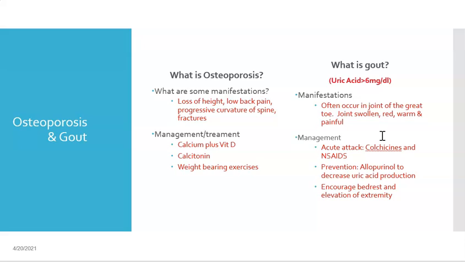Gout. That is a buildup of uric acid. This is going to be affecting the joints mostly. I've seen it affect some really strange joints, but usually it's in the foot from when I see it, but sometimes you'll see it in the hands. It's going to be swollen, red, warm, and painful. Colchicine can be given, but mostly what I see is allopurinol, and then you want to put them on a reduced diet, reduce uric acid levels in their diet. Bed rest and elevation of the extremity for this one.